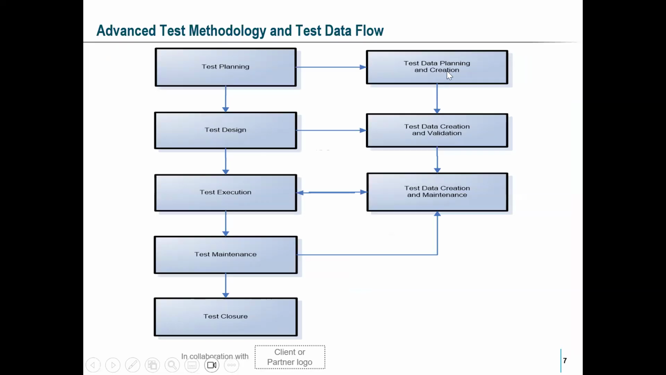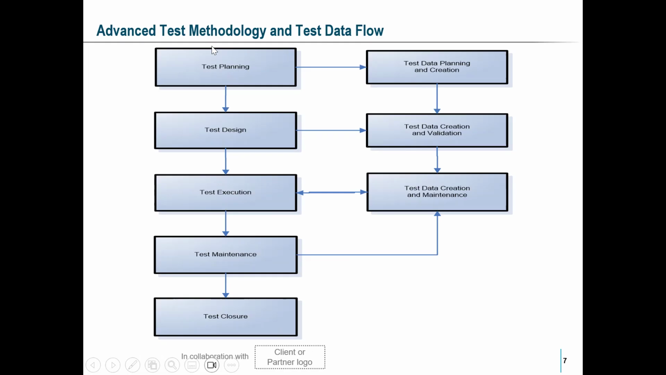And then test planning, test data planning, okay? Earlier, there was no TDM planning. Now it's grown up, now the thing is advanced, right? When doing the test planning itself, they do test data planning and creation. Test design itself, test data creation and validation. Execution, test data creation and maintenance. Here itself they will plan. They don't need to wait till here.